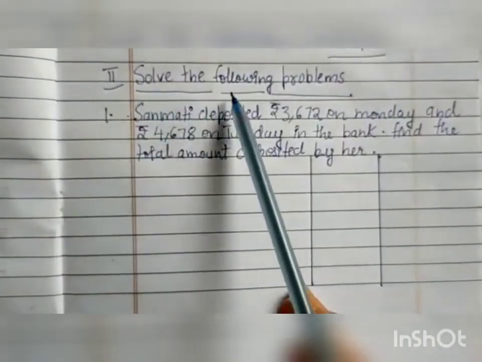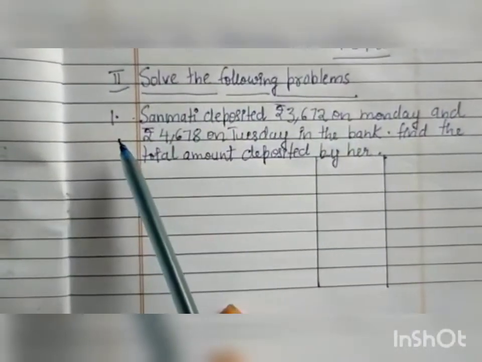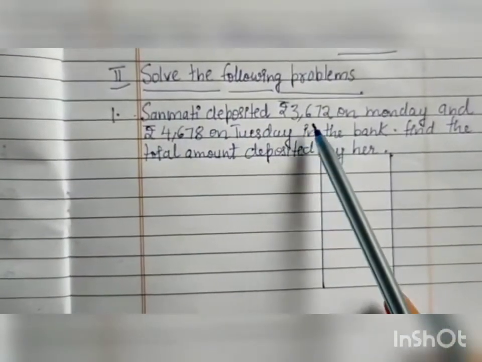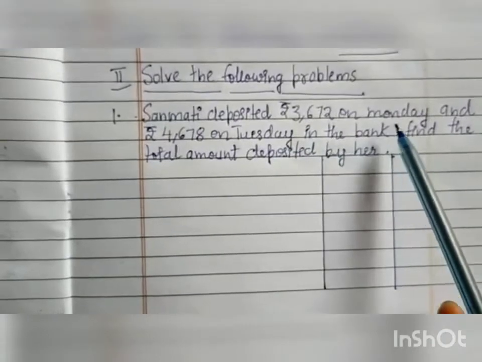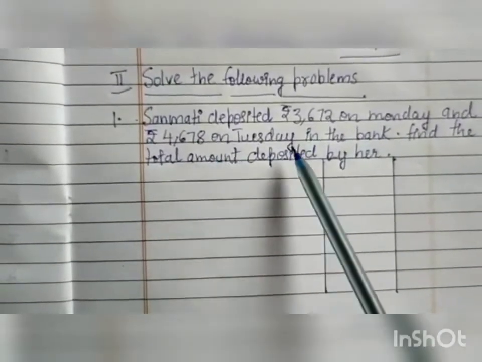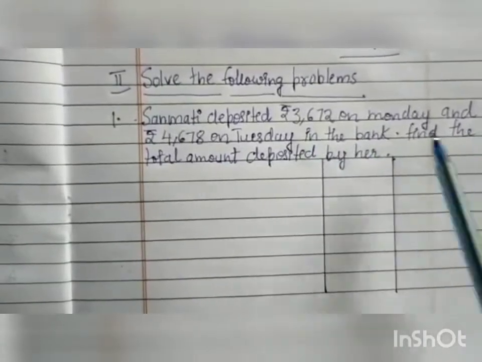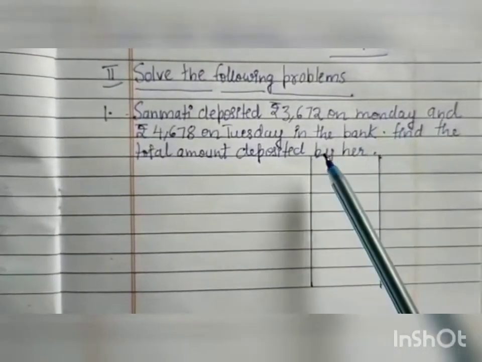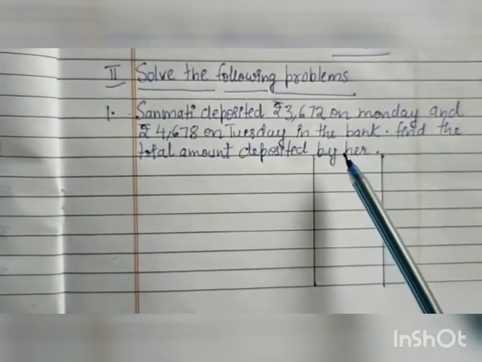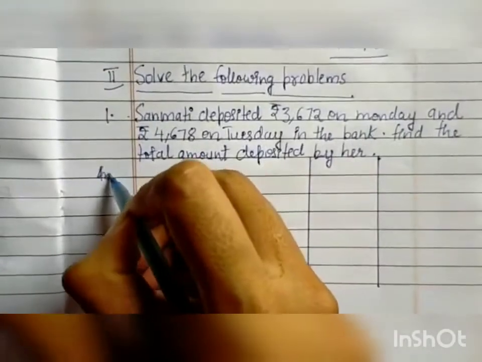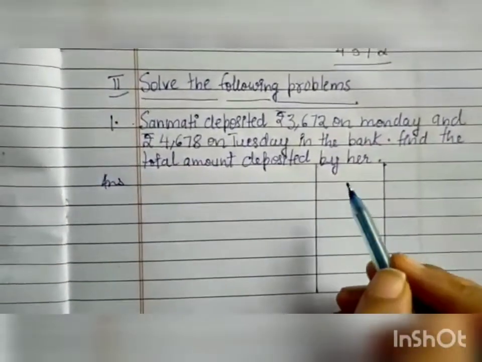Now let's go to Roman number 2. Solve the following problems. I'll read out the questions. First one, Sanmati deposited rupees 3672 on Monday and rupees 4678 on Tuesday in the bank. Find the total amount deposited by her. Now we want the total money Sanmati has deposited in her bank account. So I'll write the answer. Let's write the statement now.